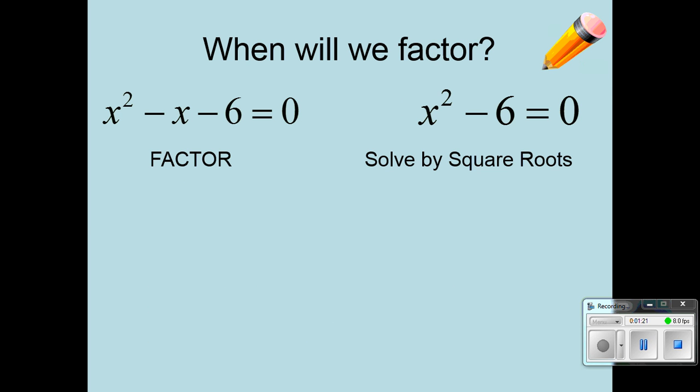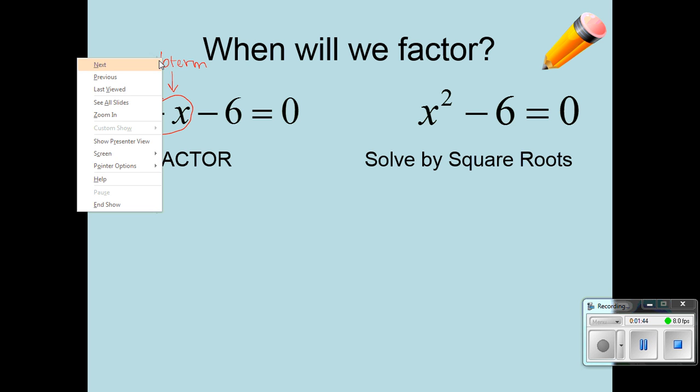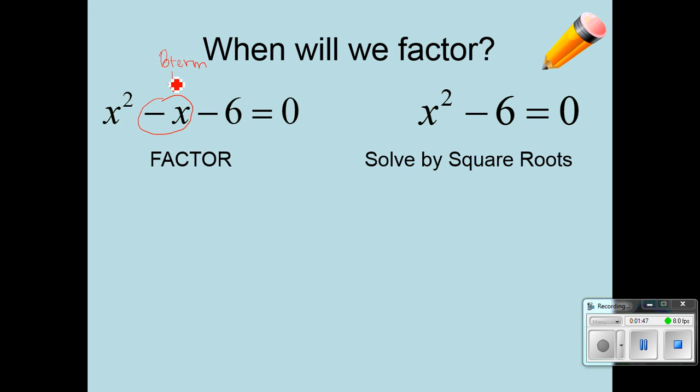So let's talk about when we would factor. We did the first method, factoring. Now we're talking about solving by square roots. If I look at these two problems, how do they differ? Well, right now, how they differ is that this guy has an x inside. It has a b term. Okay, and so if I am going to factor, I will probably factor if I have this b term. When I'm solving by square roots, I can have no b term. Okay, solving by square roots will not work if I have a b term.